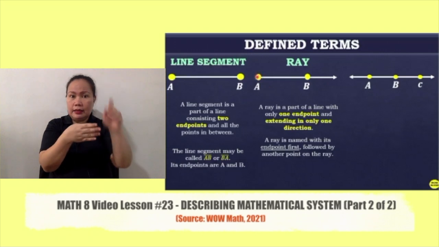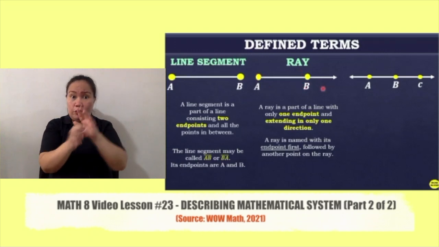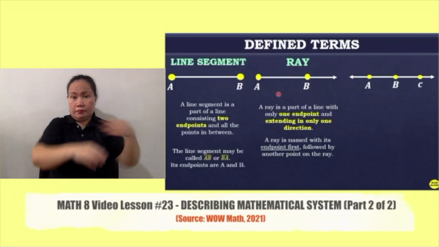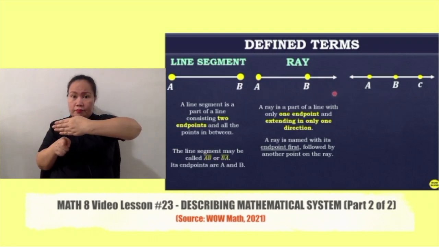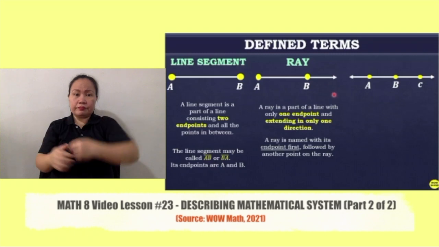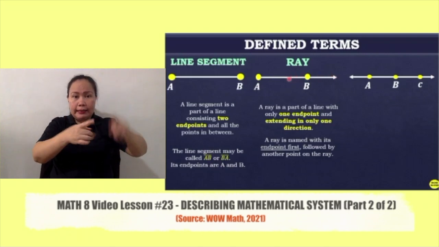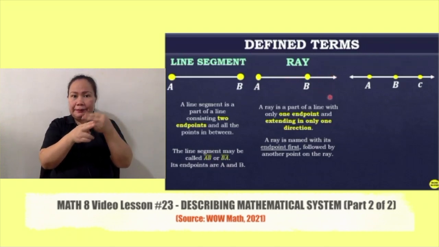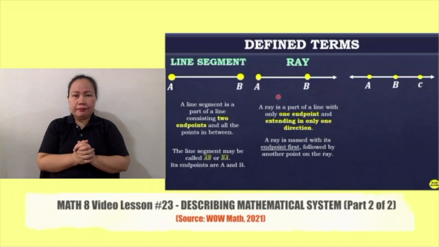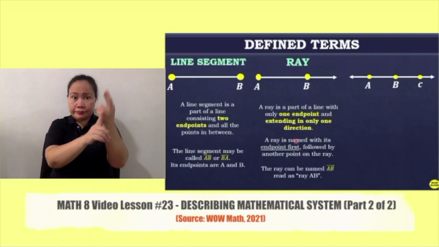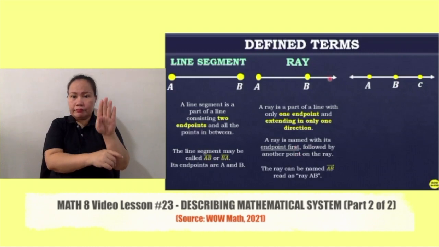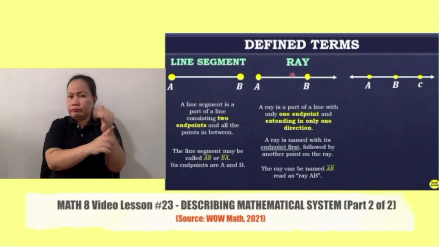So, ray AB. Halimbawa, baliktad yung illustration. Nandito yung may arrow, nandito yung endpoint. Okay? So, tas nandito si A. Ray AB pa rin yun. Kasi ang lagi nyo titingnan kahit pabaliktad yung pinaka-ray mo, ang titingnan mo yung point. Okay? So, kung nandito yung endpoint, ray AB pa rin yun. Kasi A yung nasa endpoint. Okay? So, this is named as ray AB. Okay? Ray AB po. Hindi po pwedeng ray BA.